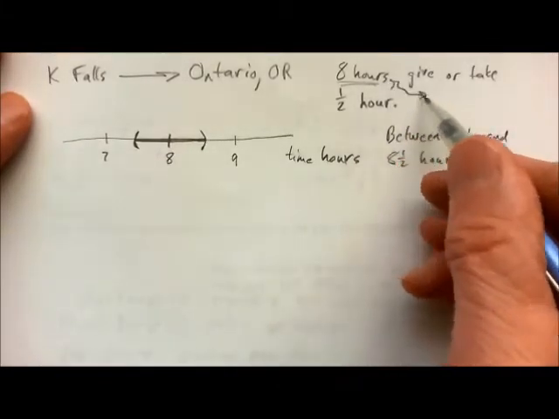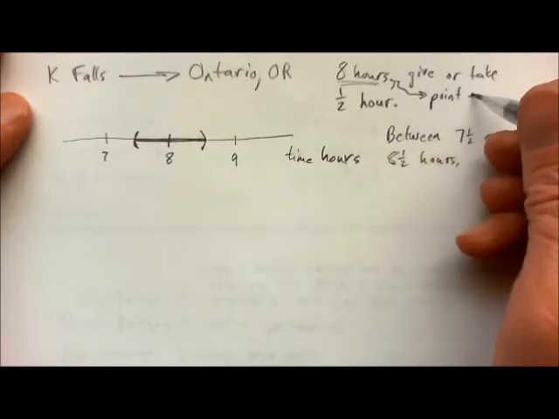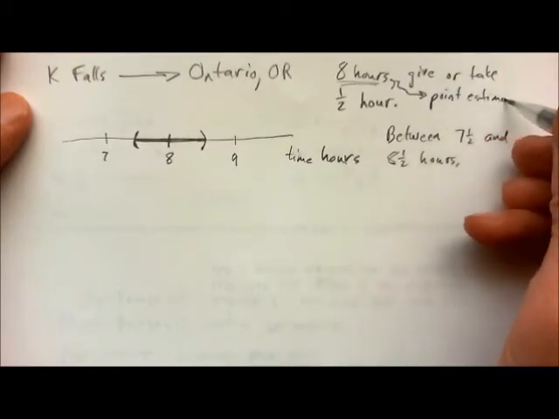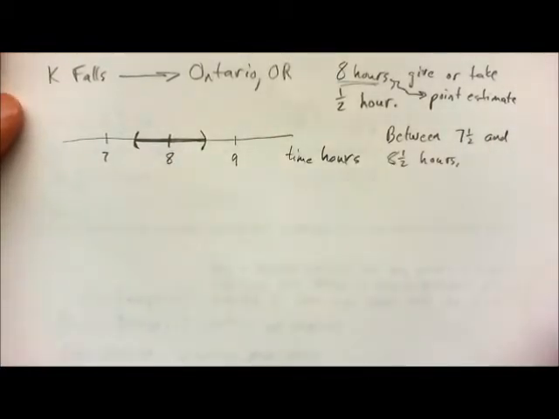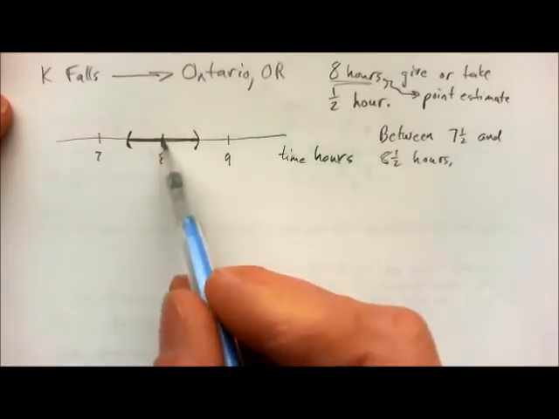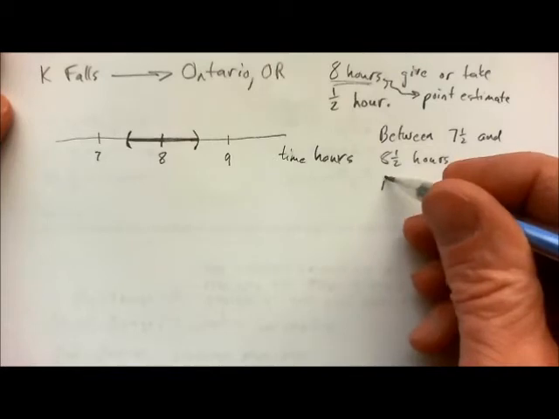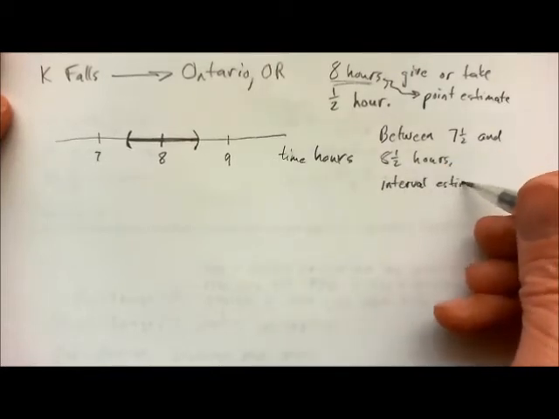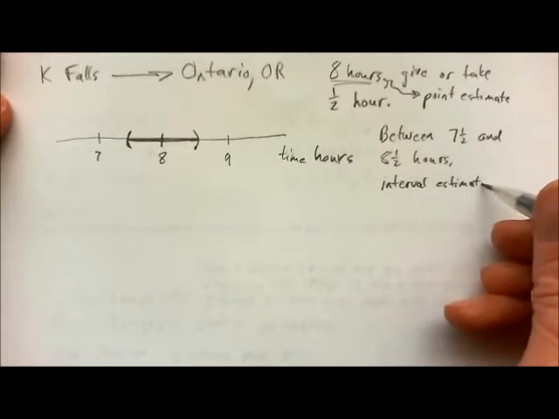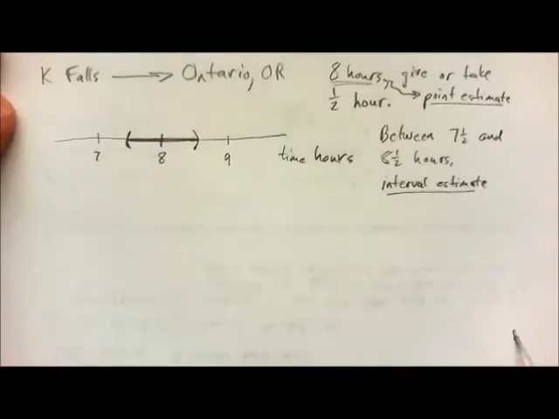The 8 hours that he gave is something that we'll call a point estimate. And what it means is that his estimate is actually a single point. That 8 hour estimate is a single point on this number line right there. This estimate here is what we call an interval estimate. Okay, so we have a point estimate of 8 hours, an interval estimate of 7.5 to 8.5 hours.